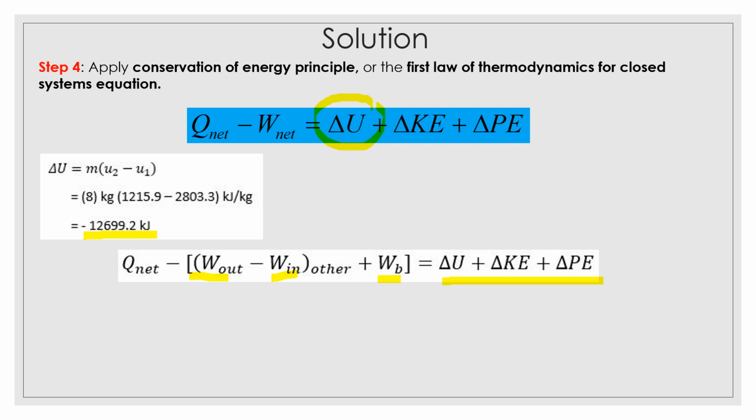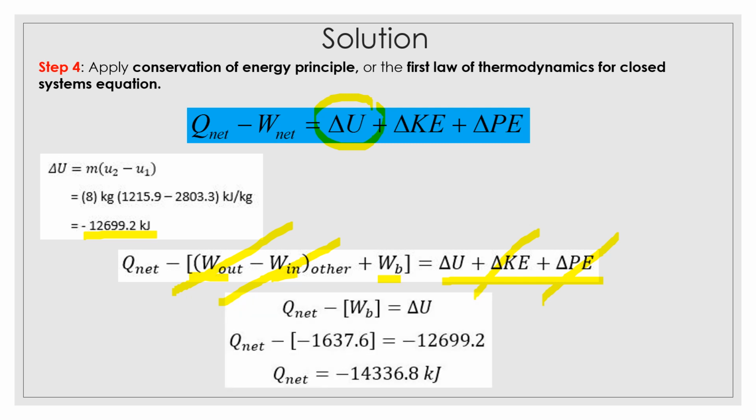Since the question does not give any information related to the work out, we can cancel it out. The same goes for the work in, we can cancel it out. And then for the KE, since we know the question is related to a closed system, there is no movement or velocity, so we cancel this one. And the same goes for the potential energy. So the final equation has been simplified like this. Okay, so Q net minus W equals delta U. So just insert all the information. This we obtained from the previous solution, and this one is this one. And then finally we managed to get negative 1436.8 kilojoule.